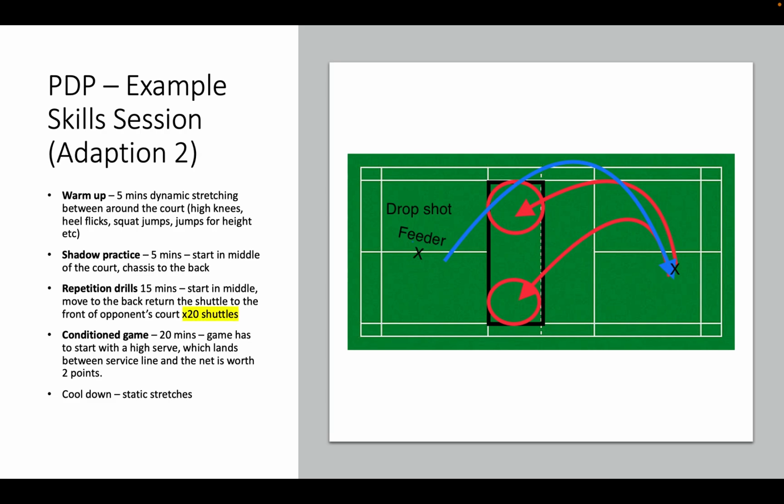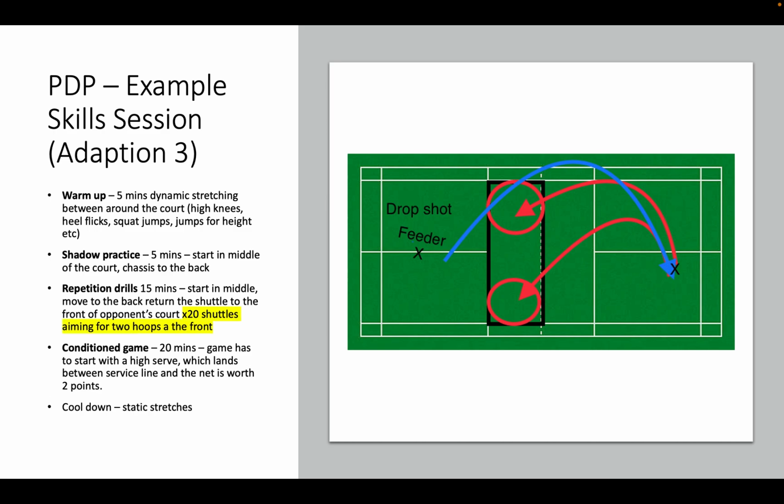Now, we're going to look at again how we can adapt this, and the easiest way to adapt this particular session to make it harder would be to increase the time and the intensity that we're working for. So rather than doing repetition and just hitting 10 shots in a row, we're now going to up that to maybe 15 or 20 shots in a row.